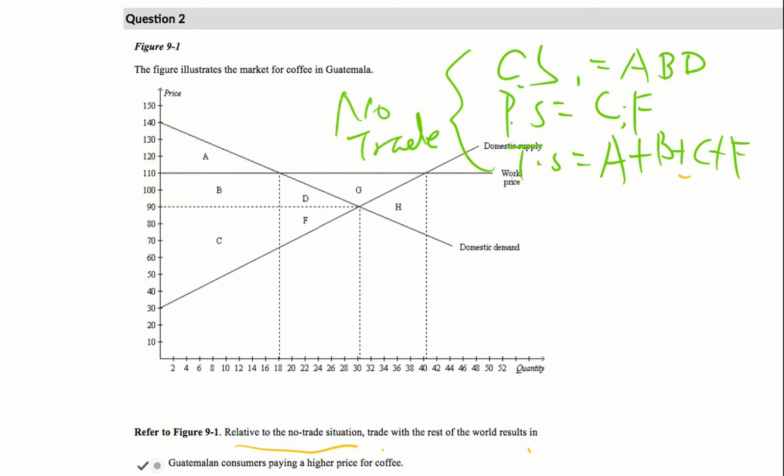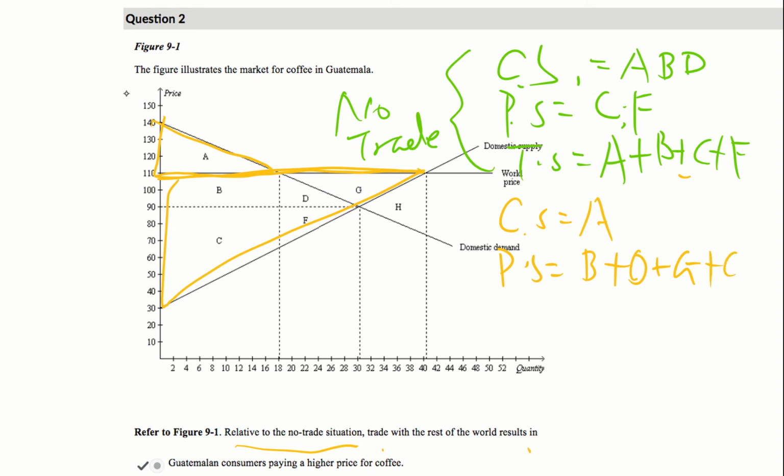All right. Now this is no trade. Now with trade, this will be the price now. That's the with-trade price. So consumer surplus is just the triangle on top, area A. Producer surplus will be everything below that, so area B, D, G, C, and F. And then total surplus is everything all together.